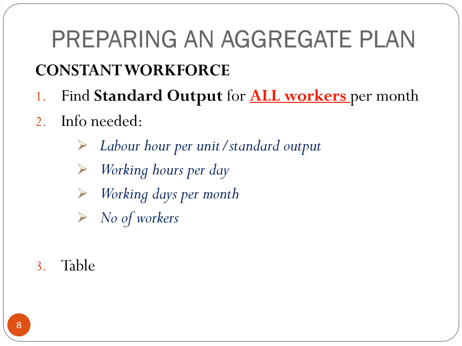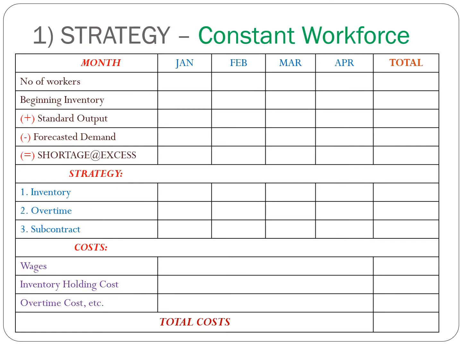So the information needed here is labor hour per unit, or sometimes it is called standard output, working hours per day, working days per month, and also number of workers. Once you have calculated the standard output for all workers for one particular month, then you can proceed to prepare the aggregate plan using constant workforce strategy as this one. So this is actually the template that I normally use to prepare an aggregate plan using this strategy, constant workforce. Okay, I'll show you in detail how to come up with this aggregate plan.